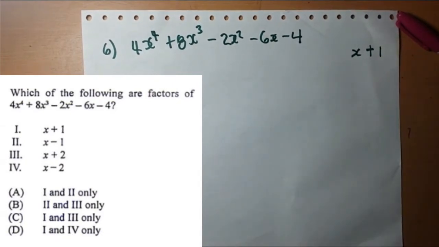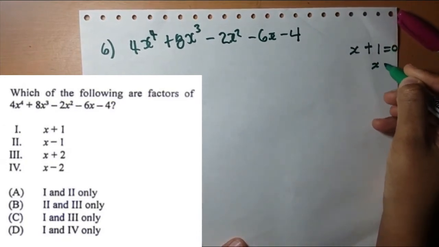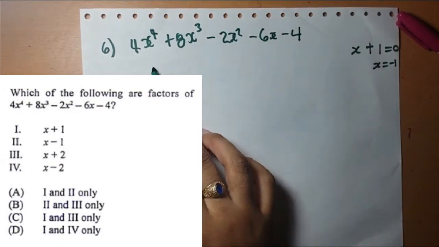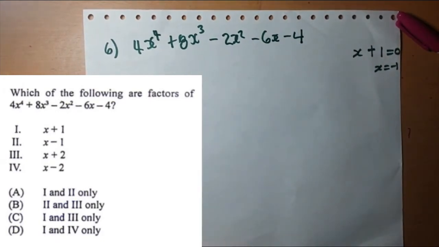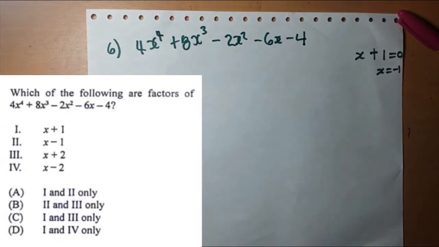So the way we'll check if it's a factor of the polynomial is by equating this to 0, and then we'll get x is equal to minus 1. So we're going to take this minus 1 and put it everywhere we see x, and if the answer is 0, therefore it is a factor.